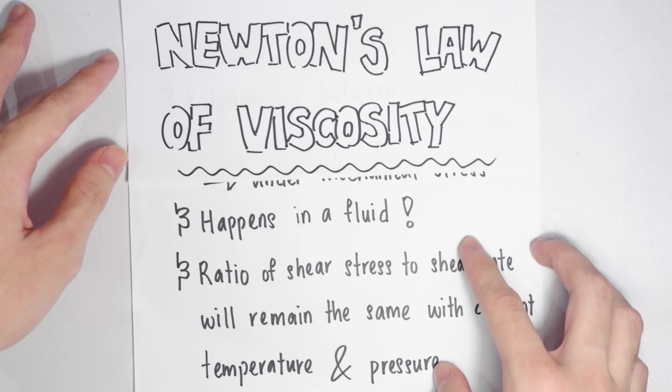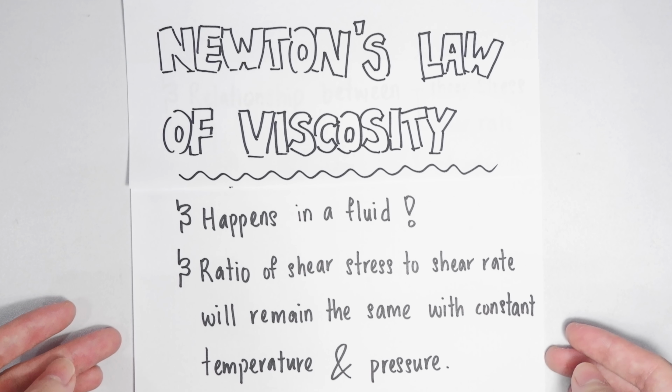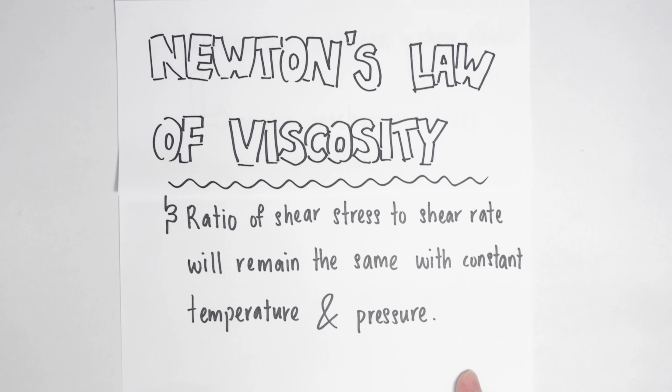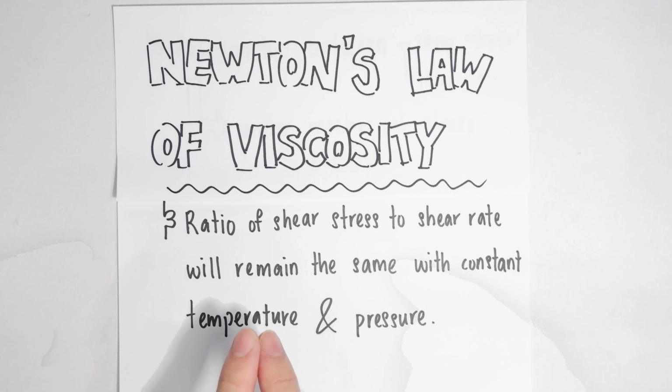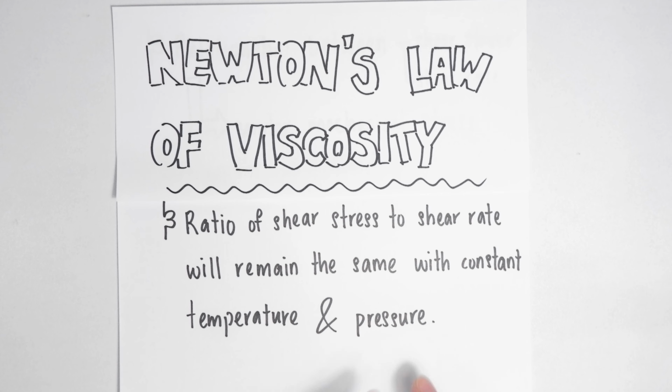So this Newton's law of viscosity only applies to fluids, for example, liquid and also gas. It helps us to study the ratio. In this case, the ratio of the shear stress and also the shear rate, both of these components, will remain the same if we have constant factors, for example, temperature and also pressure. So if these factors change onto different types of fluids, the viscosity changes and also the shear stress or the shear rate will change, giving us a different ratio.